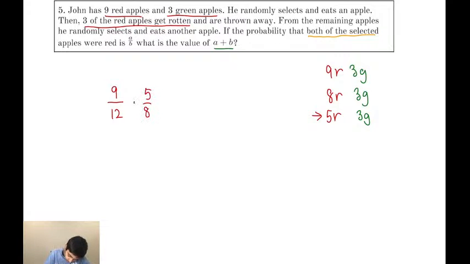And this simplifies to 3/4 times 5/8, which is 15/32. And then a plus b is just going to be 15 plus 32, which is 47, which is the answer for this problem.